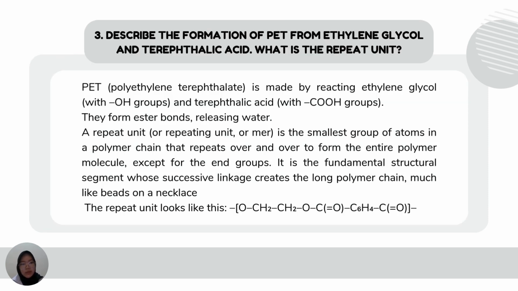Next is number 3. Describe the formation of PET from ethylene glycol and terephthalic acid. What is the repeat unit? PET, polyethylene terephthalate, is made by reacting ethylene glycol with OH groups and terephthalic acid with COOH groups. They form ester bonds, releasing water.